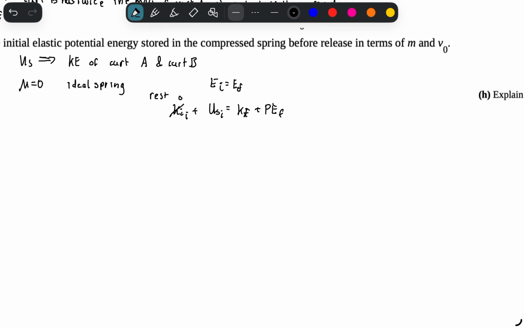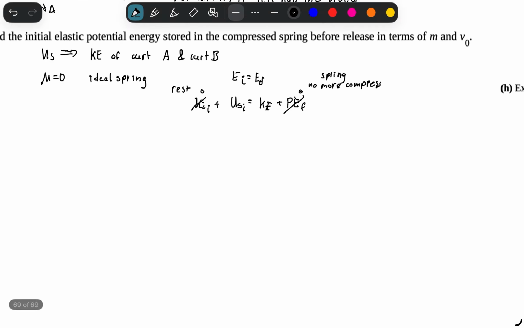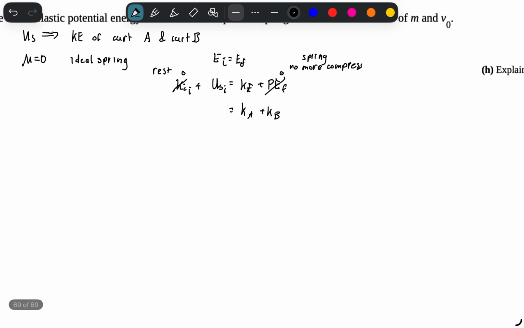Now, in the end, we know after we have finished, the spring is no longer compressed. No more compression. So that means your spring potential energy is 0. So then we know our final, we're going to have the kinetic energy of both A and kinetic energy of B. So that means that we have that.